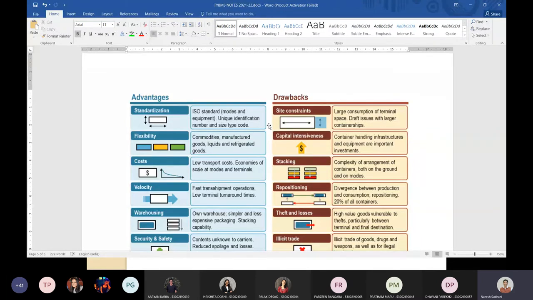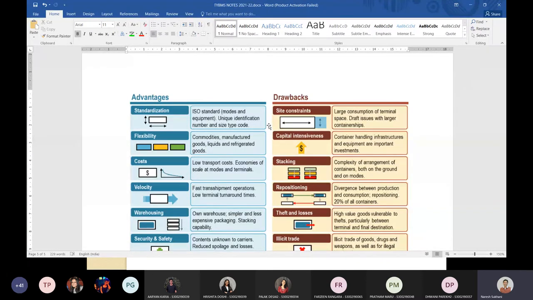Warehousing becomes quite easy. Containers are their own inherent warehouse. They need simpler, less expensive packaging. Stacking capability is quite easy. We are going to see how containers are stacked on ships. Since I have not covered that with the other class, we will do that when we get to transportation and material handling of containers. Safety and security: contents unknown to carriers, reduced spoilage and losses.